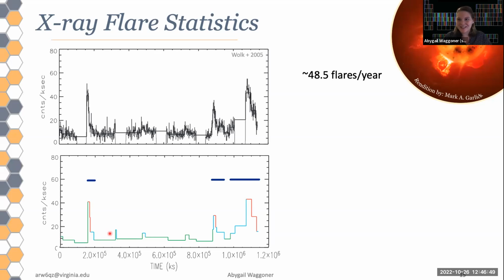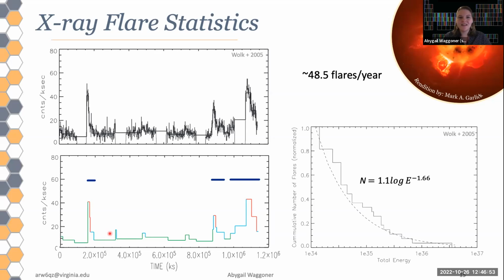Now, this is like an average thing. This is not guaranteed. And they also were able to fit the energy distribution of the flares to this power law index, where this histogram is the real observations and the dotted line here is their best fit. And they found a power law index of negative 1.66. So, okay, now that we have how often flares occur and what the energy distribution of flares is, let's actually model them.